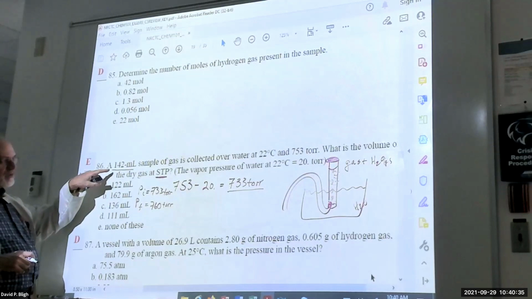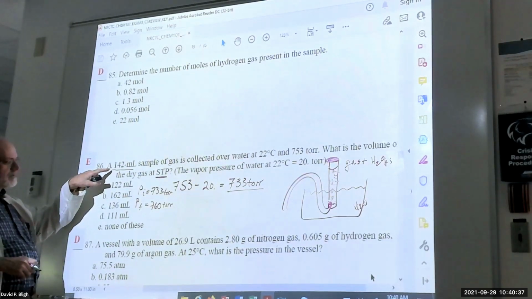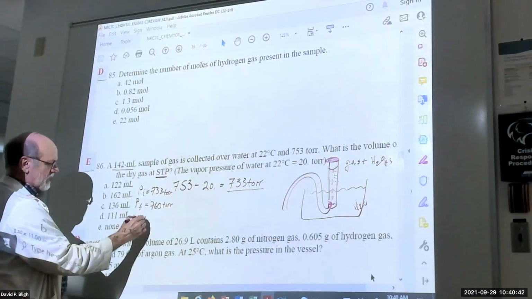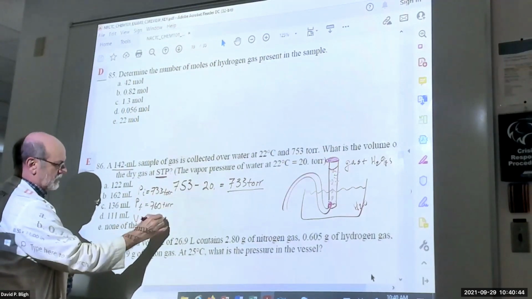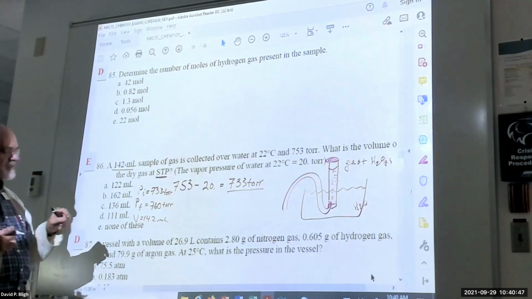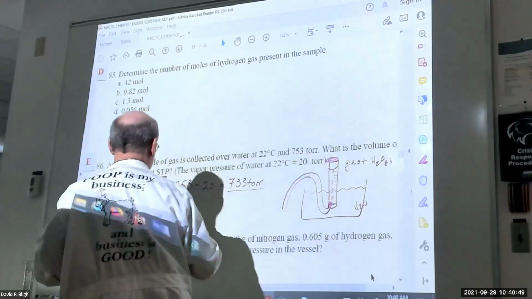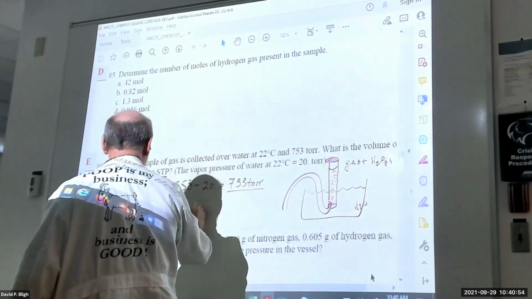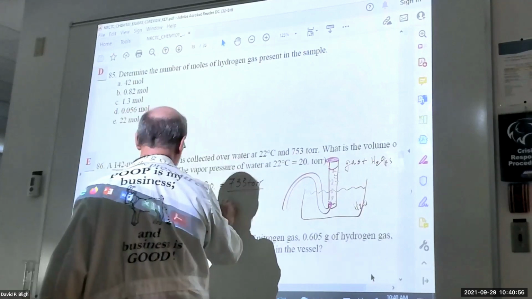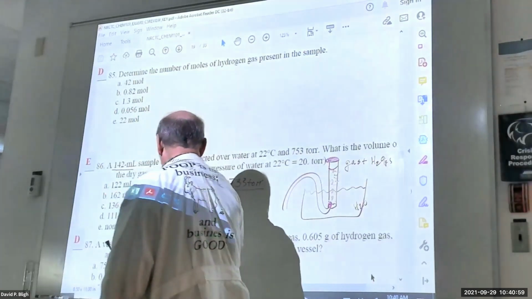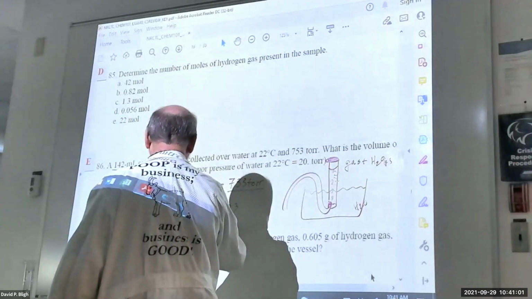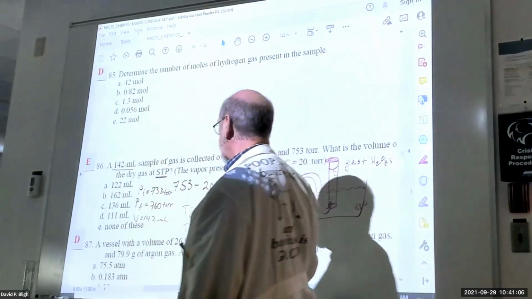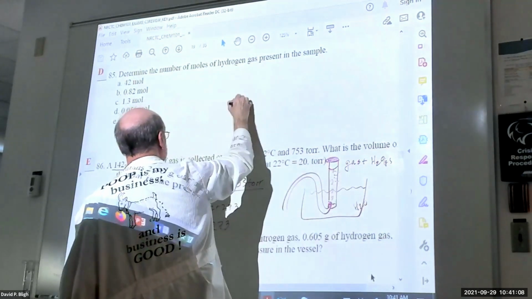The volume doesn't change, right? Because it only says standard temperature and pressure. So the volume is constant at 142 milliliters. But how about the temperature? Well, the temperature for this is 22 degrees. So the temperature initial is 22 plus 273. The temperature final is equal to 273, standard temperature. So now we have a before and after, right?